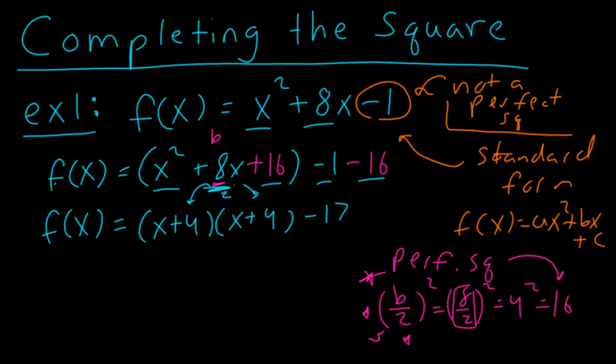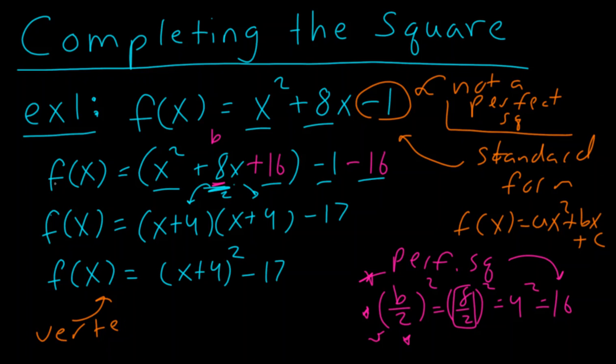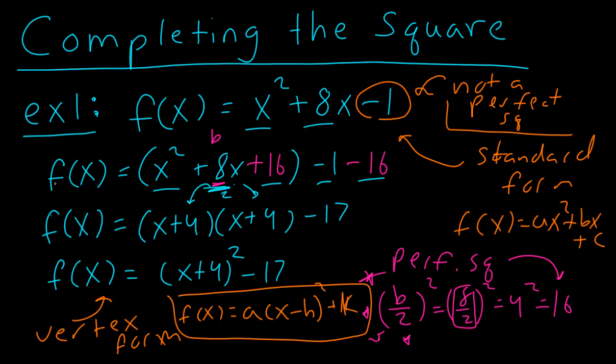Now there's one final little thing here. We're going to write this as f of x equals x plus 4 squared minus 17. And this is, in fact, an entirely new thing. We have just changed this from standard form to vertex form. And vertex form, guys, is in the form of f of x is equal to a times parentheses x minus h squared plus k. Now this you don't have to worry about for right now, but we'll come back to that later. Okay, let's go ahead and see another example, and let's move a little bit faster.